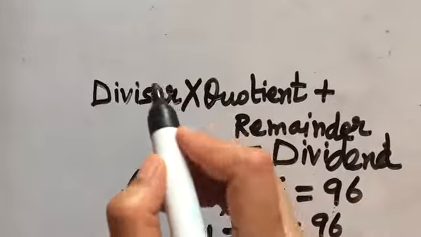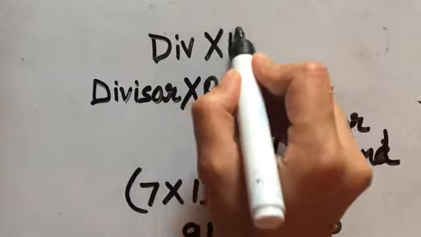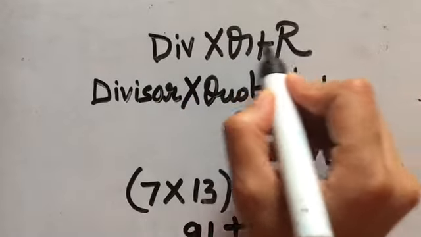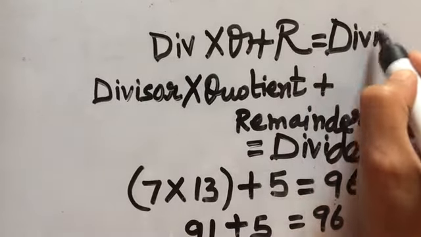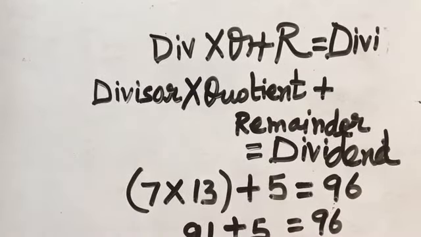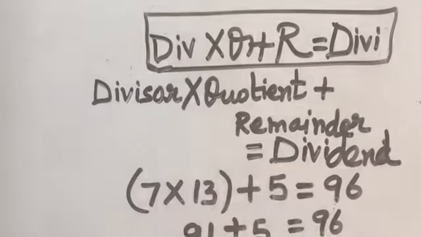हम इसको short form में भी लिख सकते हैं. Divisor multiplied by quotient plus remainder is equal to dividend. This is the formula for it. Now let's take simple divisions.